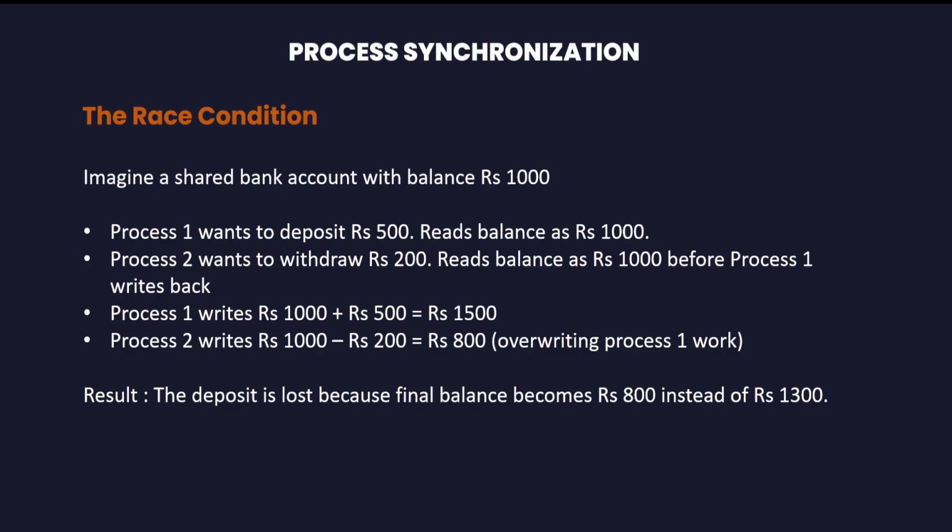Imagine a shared bank account with a balance of rupees 1000. Now, process 1 wants to deposit rupees 500. It reads balance as rupees 1000. Process 2 wants to withdraw rupees 200. It treats balance as rupees 1000 before process 1 writes back. So now process 1 writes rupees 1000 plus rupees 500, which is rupees 1500. Process 2 writes rupees 1000 minus rupees 200, which is rupees 800. It has overwritten process 1's work. Result: the deposit is lost because final balance becomes rupees 800 instead of rupees 1300.